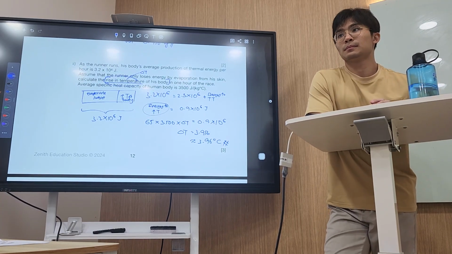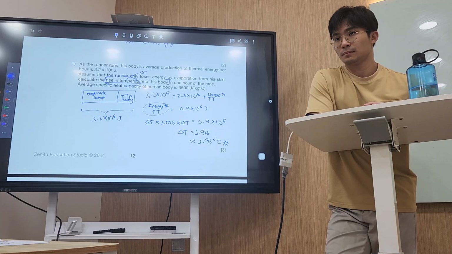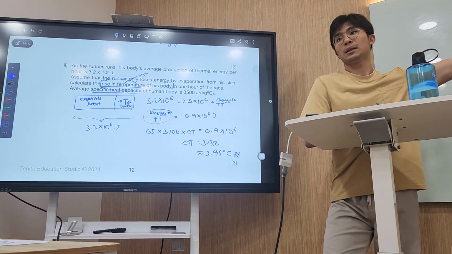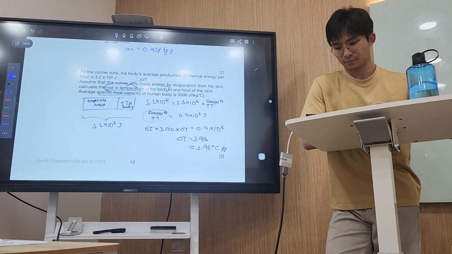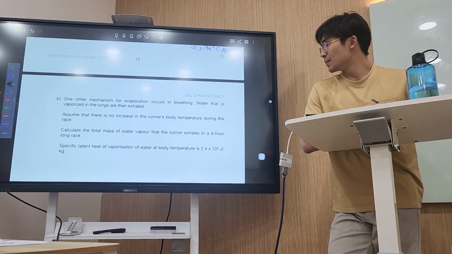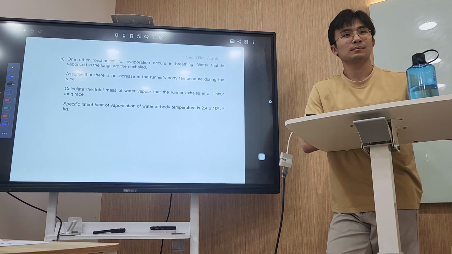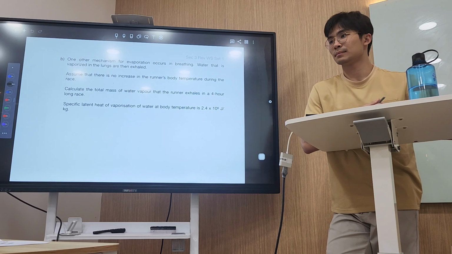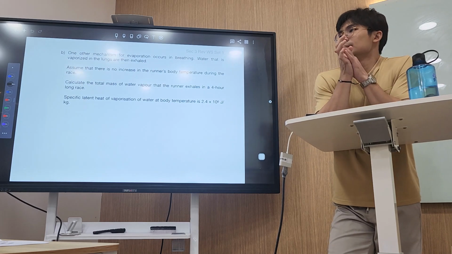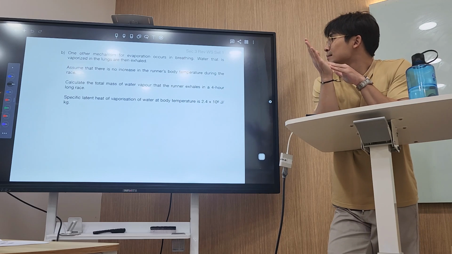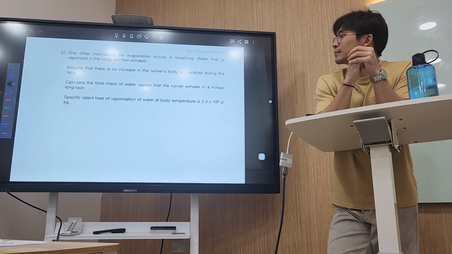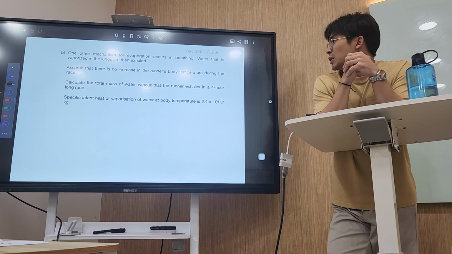Are we okay? MC delta T, the first one. Because they gave us specific heat capacity, I cannot use the bottom one. I don't have heat capacity, I have specific. Yeah, you will use that formula.